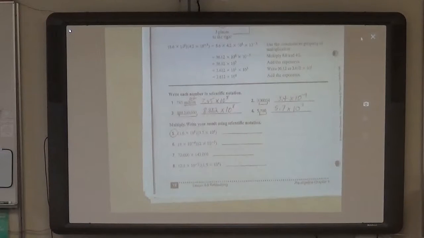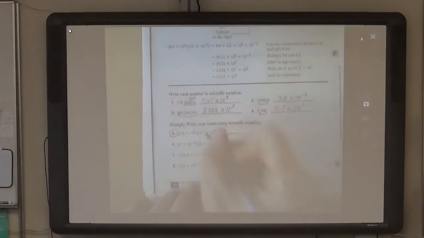Exactly, it's the one we did in our notes. So what would we do? 5.9. Describe the procedure. What would you do with multiplying 2 numbers? Max? Well, you would add the two digits. Yep, you would add the exponents. So this is going to be 10 to the 10th power.